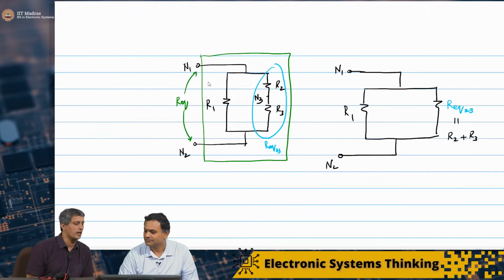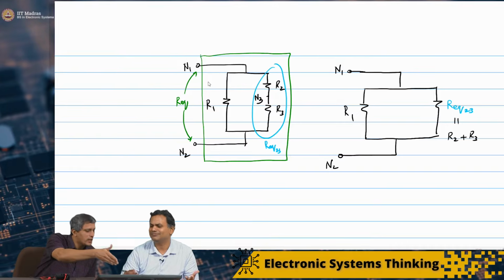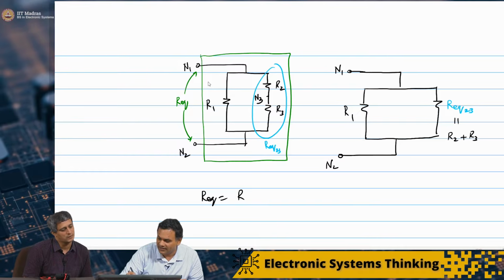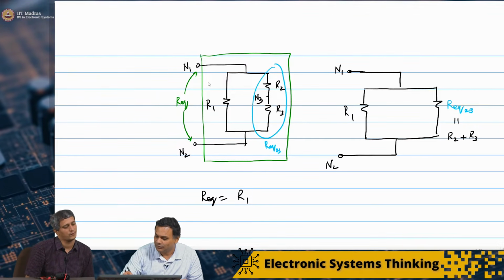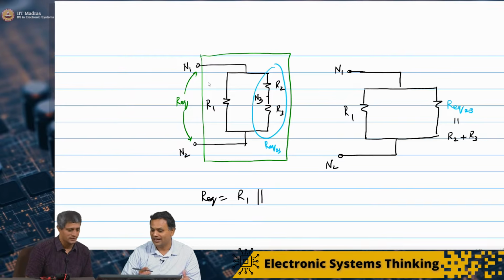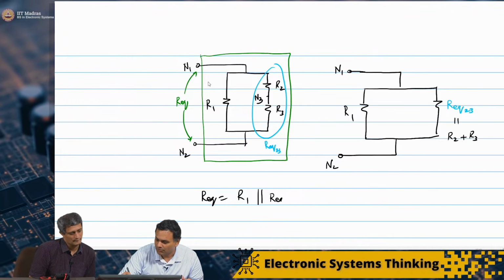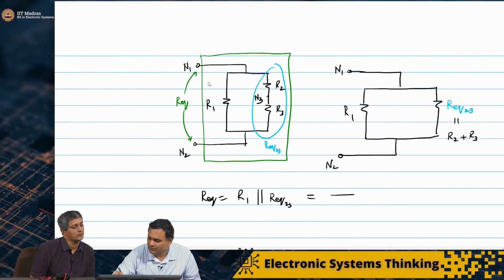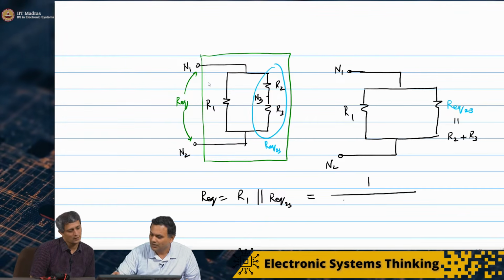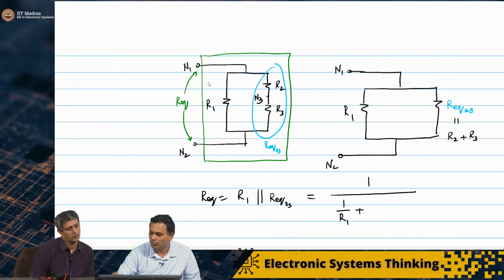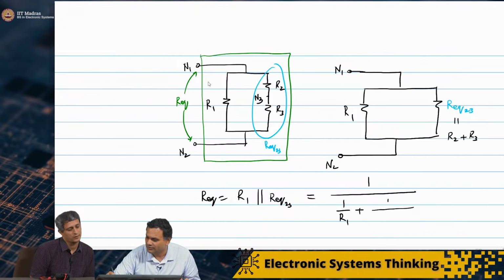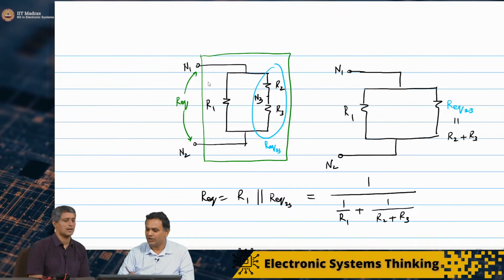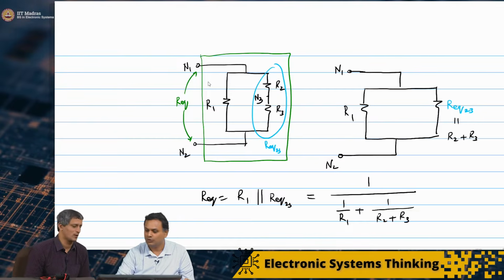So therefore, between N1 and N2, now I can recognize this. It's R1 in parallel with R equivalent 2,3. That's right. So maybe I'll use some notation like this to show that they are in parallel. So we know what this is. I'll show this in this form: 1 by R1 plus 1 by R equivalent 2,3. We know what that is. That is 1 by R2 plus R3, because R equivalent 2,3 is R2 plus R3. Yes, exactly. So 1 over that.